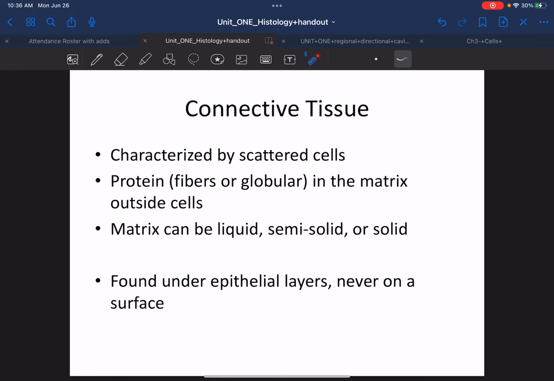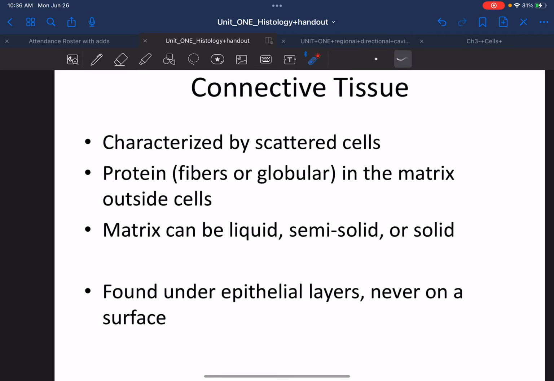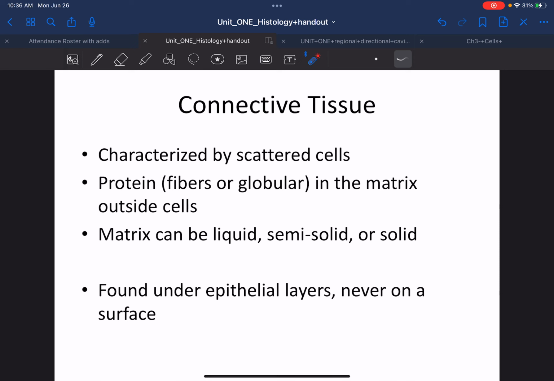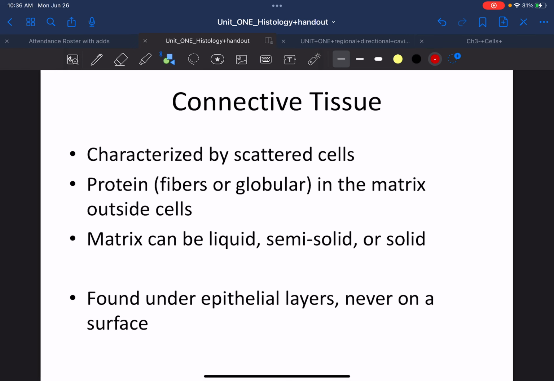All right, so some things that we have to think about is that we saw an organization to epithelial cells, that they were always arranged very tightly, again, like tiles. And so it's like one cell after another.